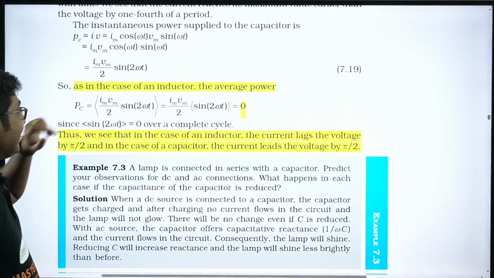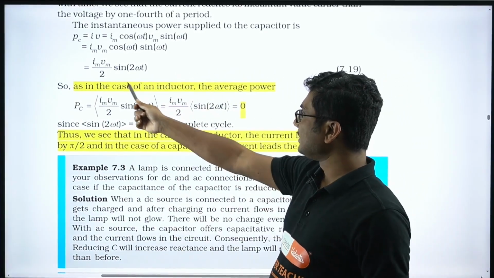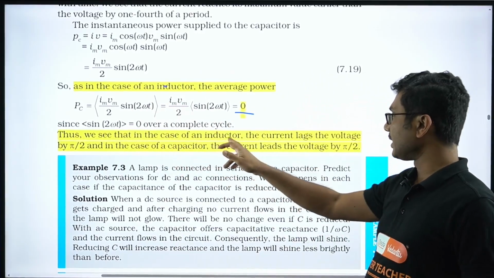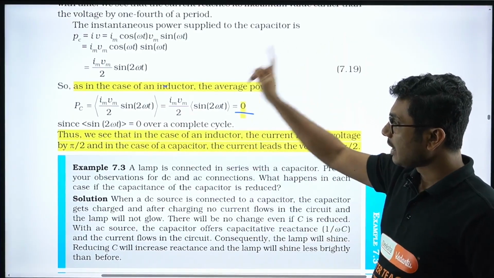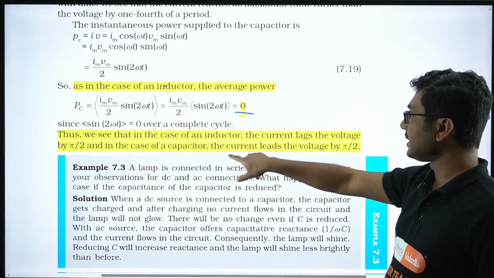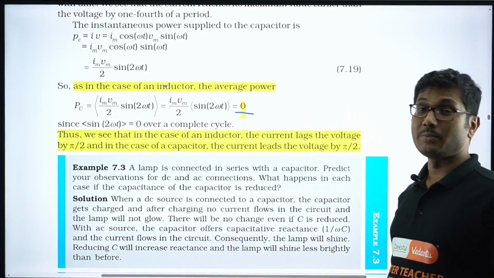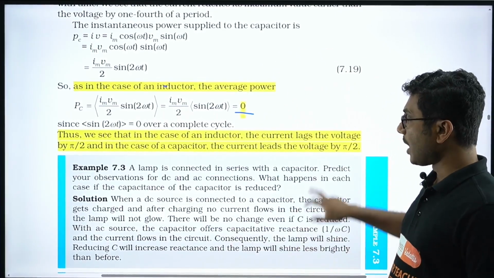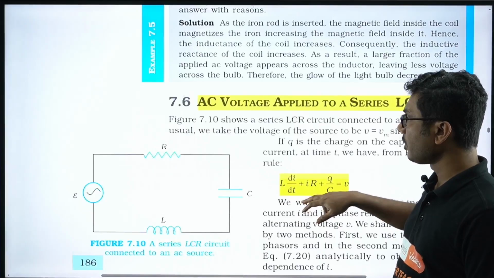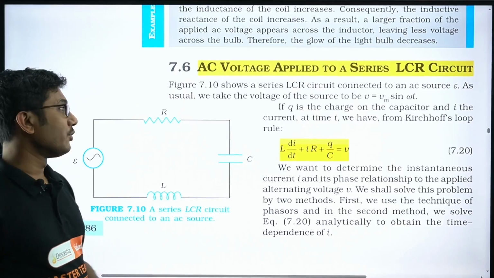Now in the case of an inductor, the average power is 0. So we see that, in the case of an inductor, this is the summary of everything which is important. In case of an inductor, the current lags the voltage by pi by 2, and in case of a capacitor, the current leads the voltage by pi by 2, and the power consumed in both the circuits is 0. So the average power consumed in a pure inductor is 0, and the average power consumed in a pure capacitor is 0. This is a very important line for your MCQ questions, right?